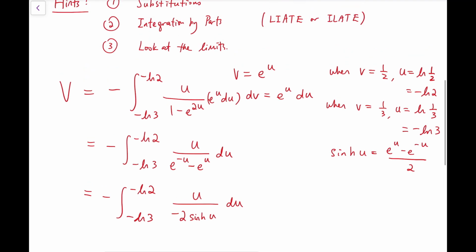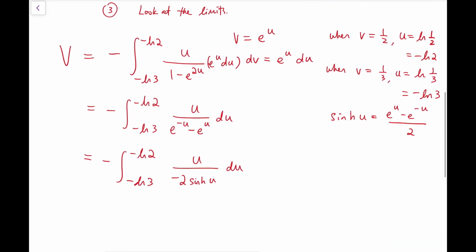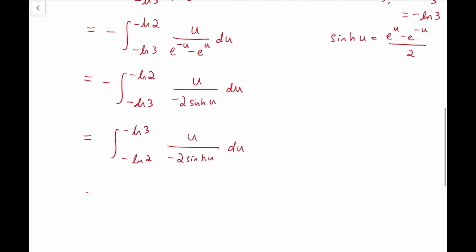Now looking at the integral u, our limits should be log 3 at the top and log 2 at the bottom. So let's flip the limits, and we have minus log 3 at the top now, and then minus log 2, so it's slightly closer, but we are still having the minus sign at the limits. So why not I just replace u by minus u, so the limits can be fixed.